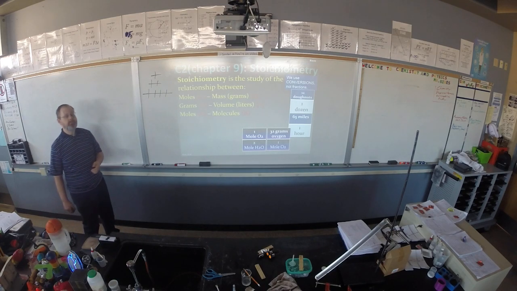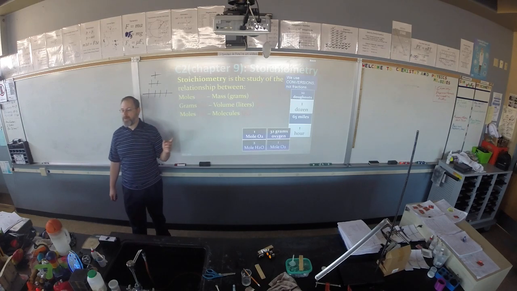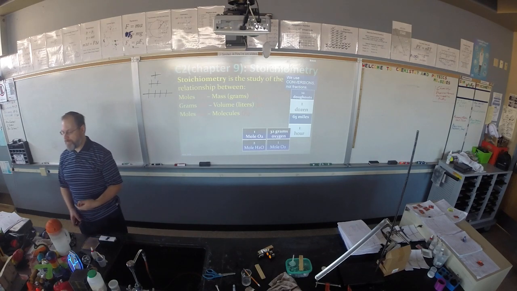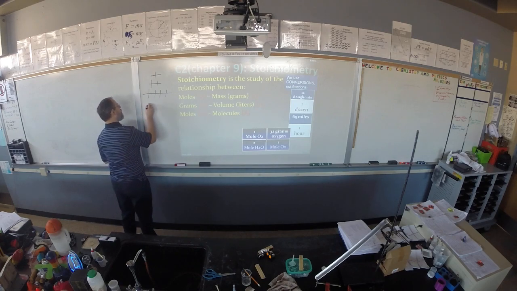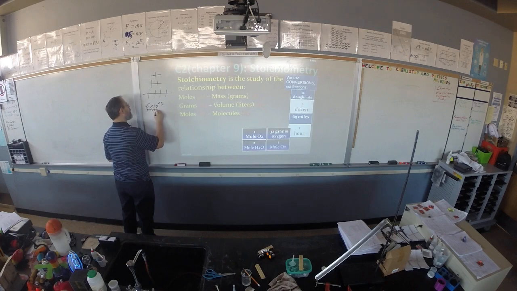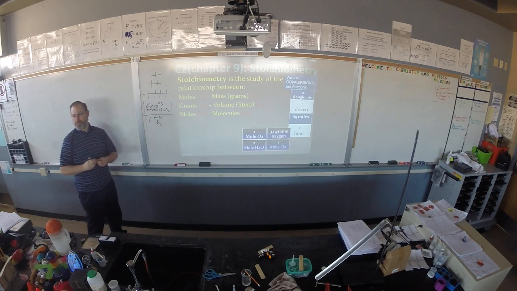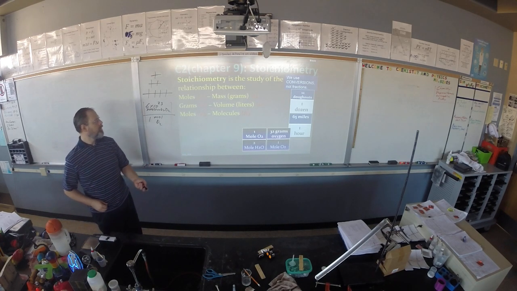Moles of one thing to molecules of the same thing. This you've already done. How many molecules are in 1 mole? Yeah, 6 times 10 to the 23rd. So if you remember, there are 6 times 10 to the 23rd molecules of O2 in 1 mole of O2. You learned this way back when. We're going to use that too.